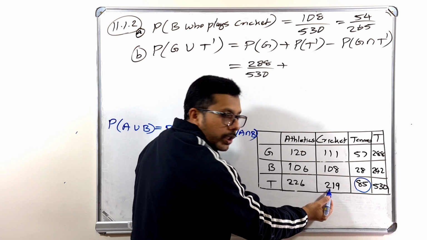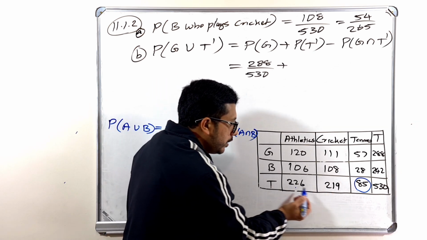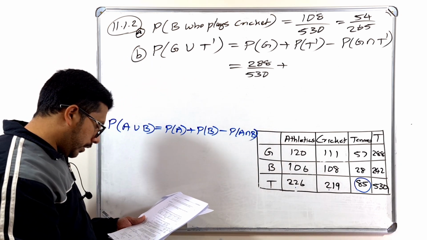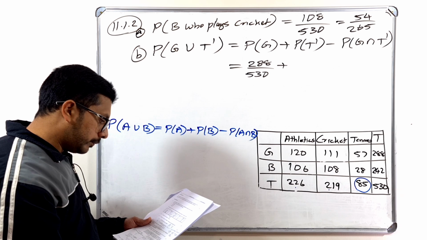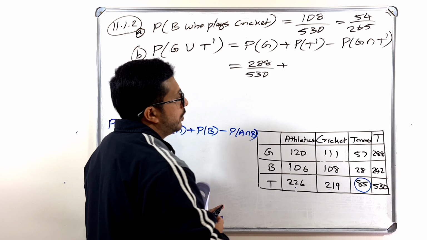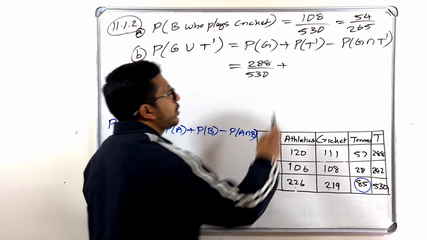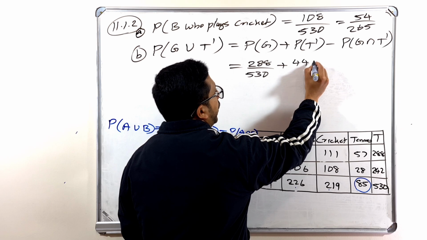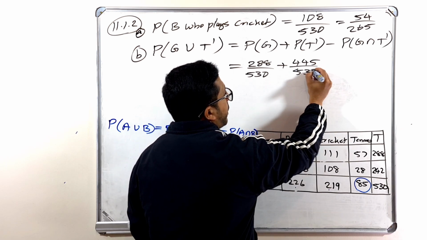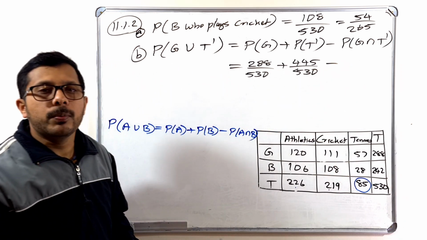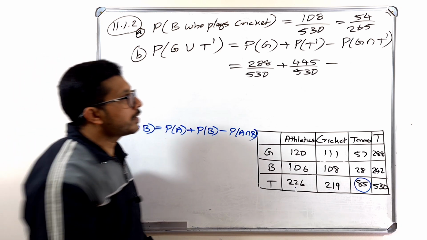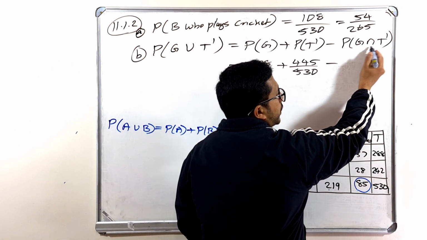This 226 plus 219. You have to add these two. Check in your calculator what is 226 plus 219. That is 445. So what is the answer there? Probability of not tennis, or tennis complement, is 445 divided by 530, minus probability of G intersection T complement, that means girl intersection tennis complement.